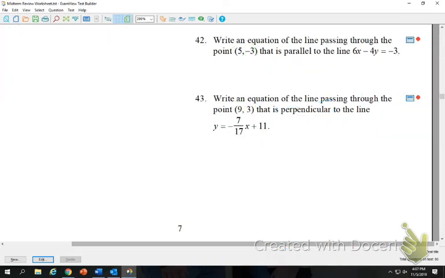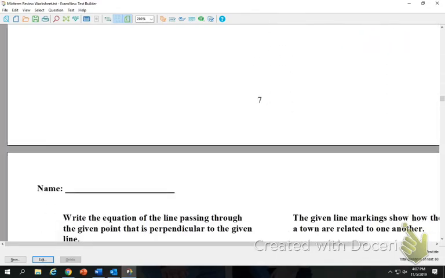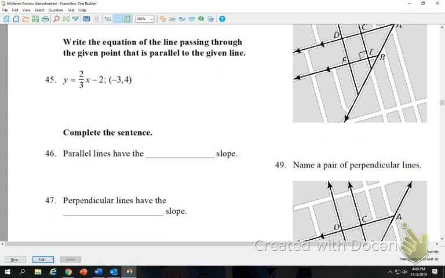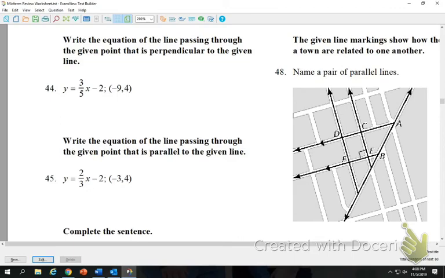Alright, we're going to move on to page 8. You're almost done, I promise. Okay, so write the equation of the line passing through the given point that is perpendicular to the given line, using the same point slope formula.